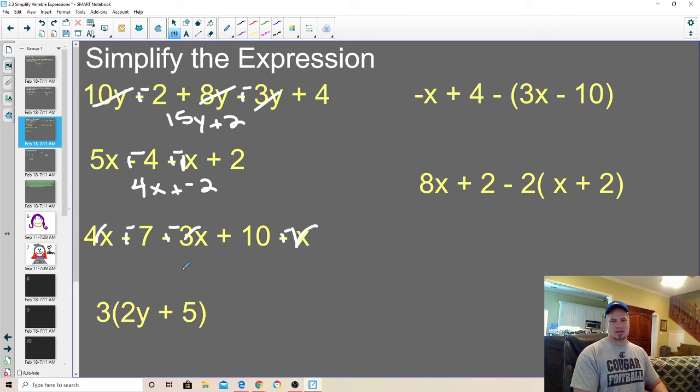Now I've got a negative 7 and a positive 10. That is positive 3 because you subtract. So my answer is just 3. The x goes away. Okay.